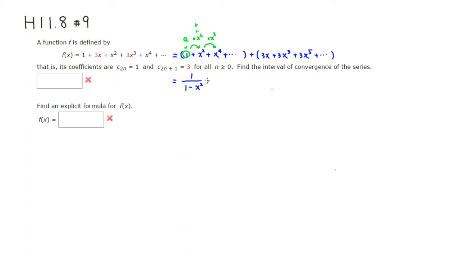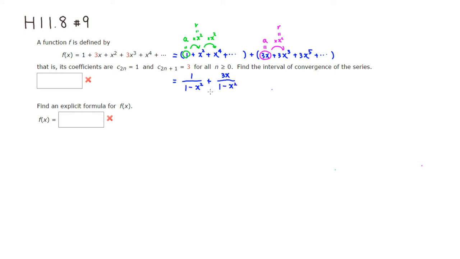Same deal for the second one. The a value, the first term, is 3x, and it's exactly the same r, because you multiply by x squared to get to the next term. So we have a is 3x over 1 minus r, which is x squared.